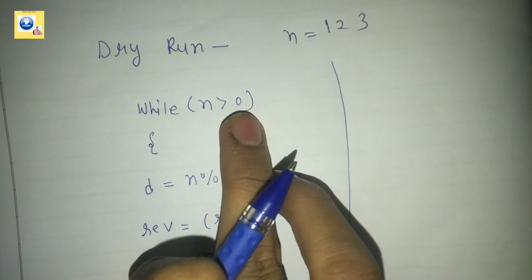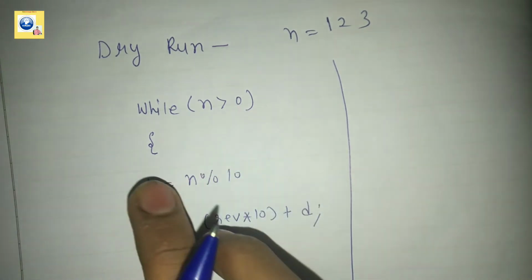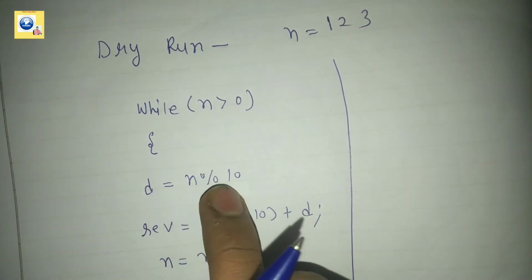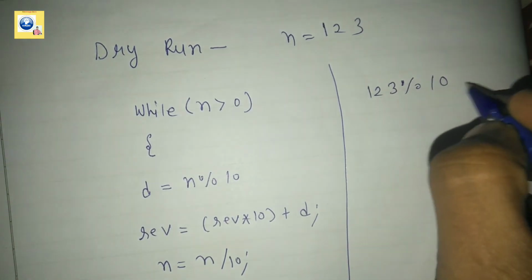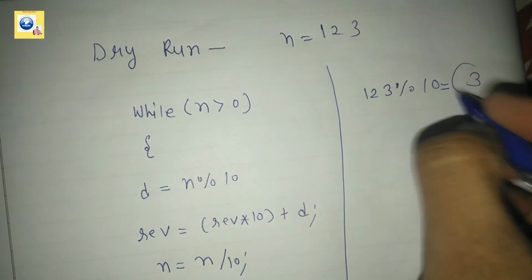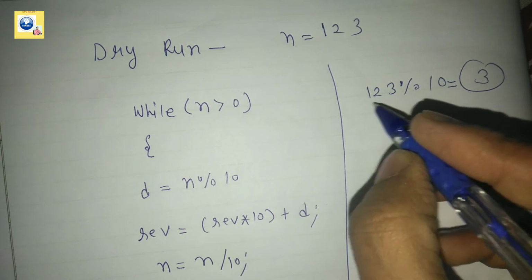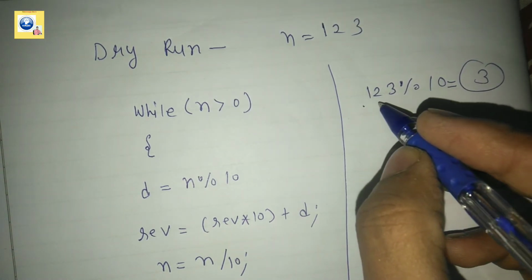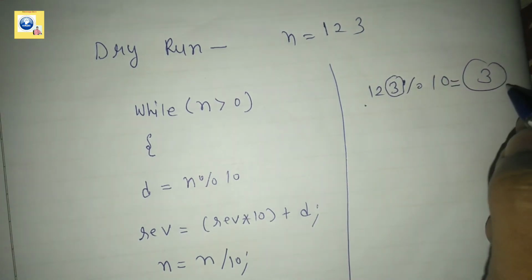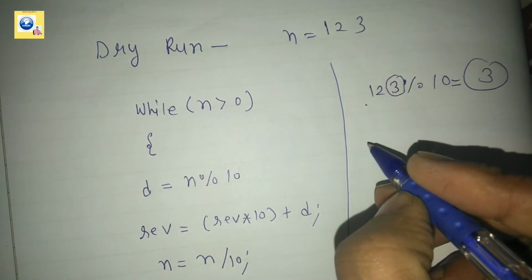123 is greater than 0. The condition is true. Now what will happen? n modulo 10, 123 modulo 10. When you do the modulo, you will get the answer 3. The remainder will be 3, because when you divide by 10, it will go by a maximum of 120. What will be the remainder? 3 will be the remainder.